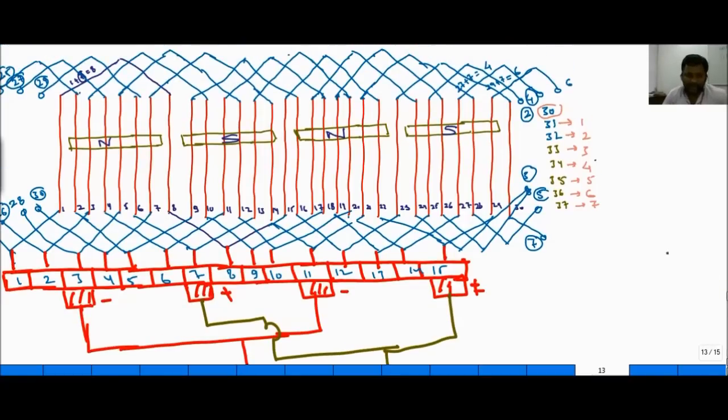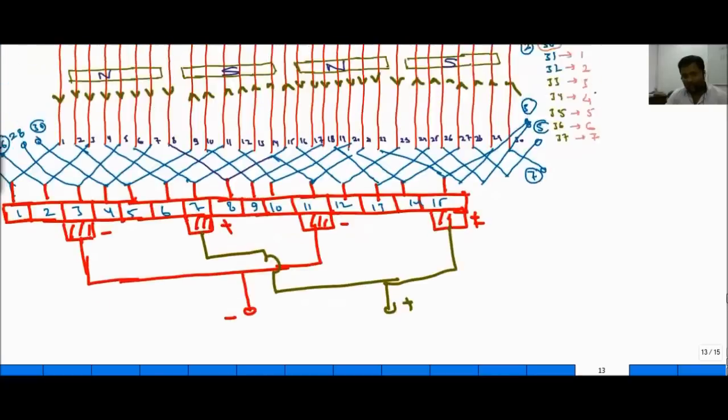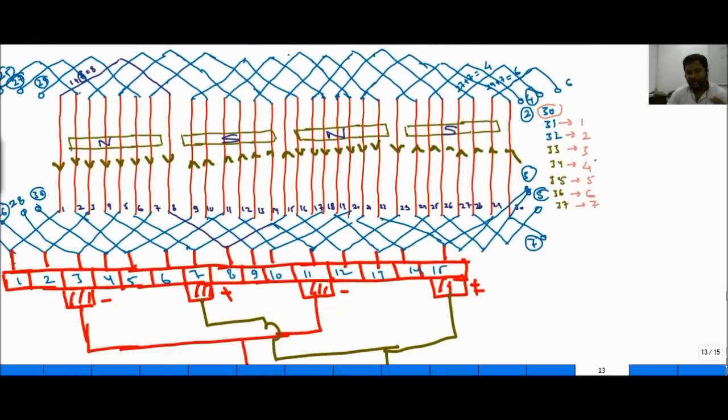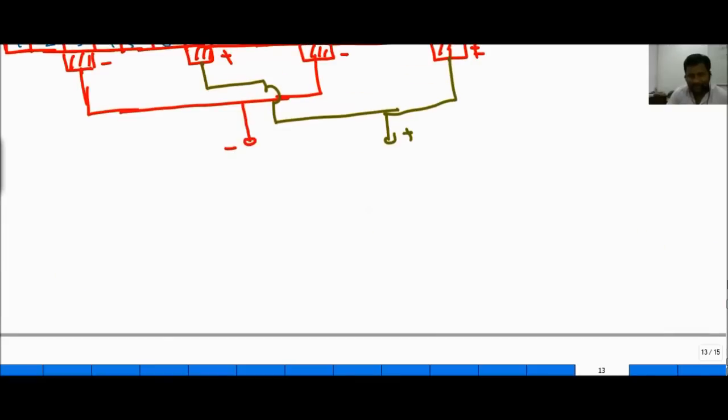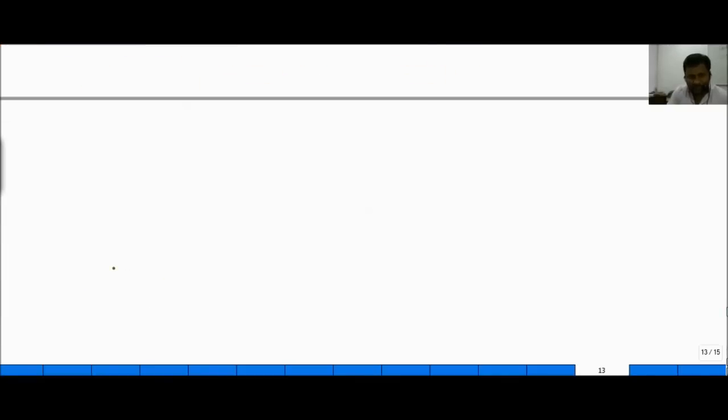So by closely observing, we can say that the current is coming from that side in these conductors, and it is entering that side in this conductor. If I just put the current, it is leaving these conductors. So in wave winding, we have learned how we can design the wave winding like this wave-like structure. But in a wave winding connection, connection is basically as follows.